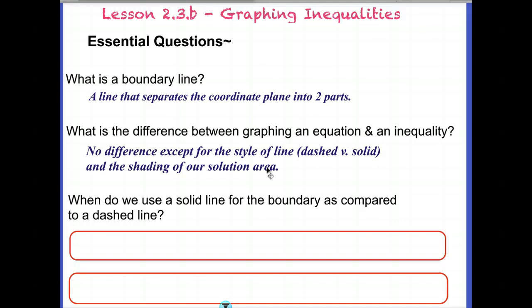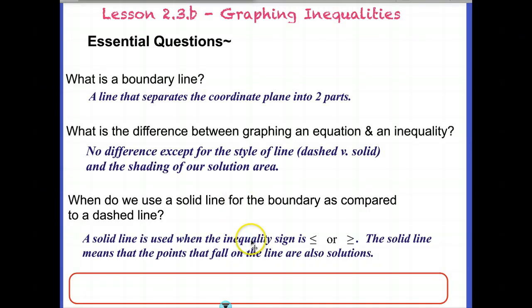So the big question is, when do we use a solid line for the boundary as compared to a dashed line? A solid line is used when the inequality sign is either less than or equal to or greater than or equal to. And the key with these is the or equal to. Remember that if something is or equal to, it includes the number that is listed. So in this case, it would include all the coordinate points on the line. Those would be solutions.